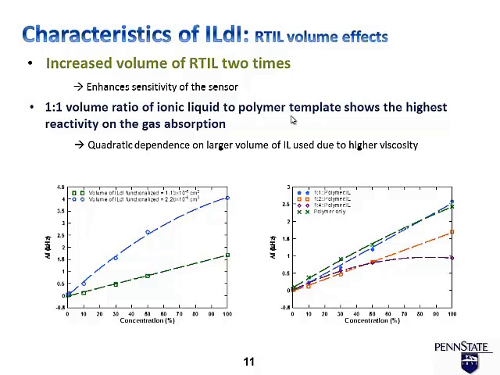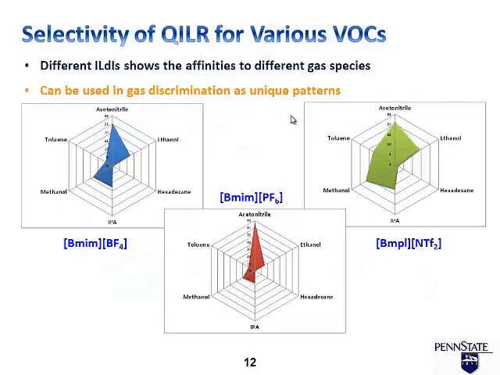Consequently, we can conclude from these observations that the sensitivity can be further increased by carefully controlling the total volume of the sensing element, the recognition element, or the ratio between the polymer and ionic liquid.